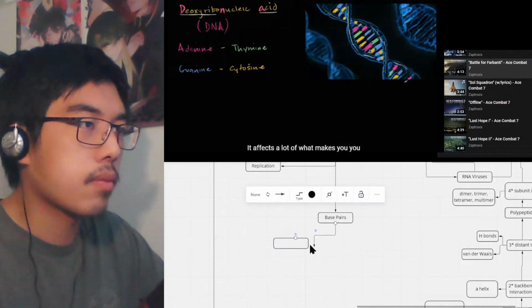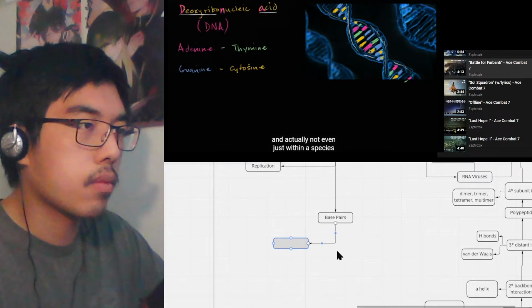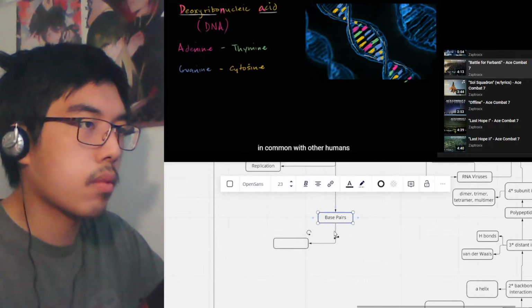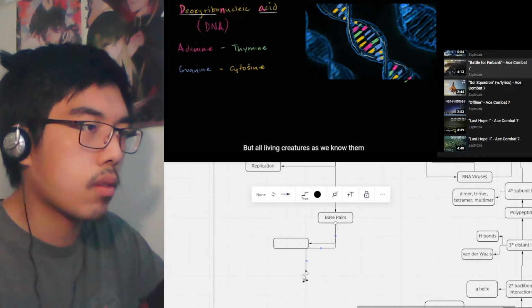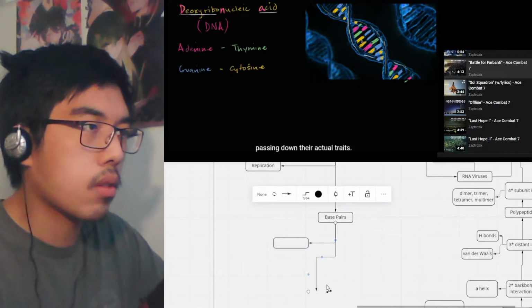It affects a lot of what makes you, and actually not even just within a species, but also across species. Humans have more genetic material in common with other humans than they do with, say, a plant. But all living creatures as we know them have genetic information. This is the basis by which they are passing down their actual traits.